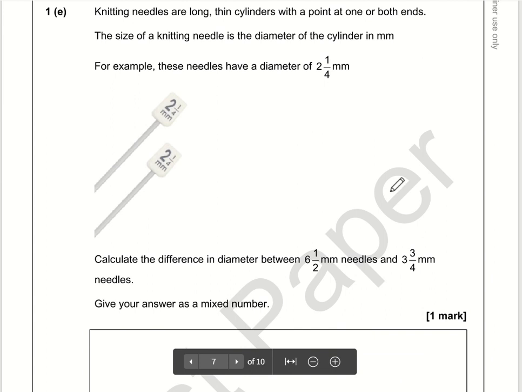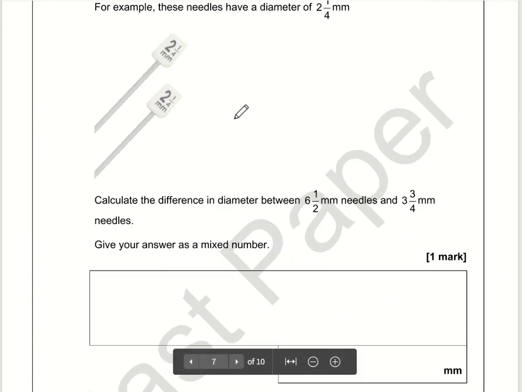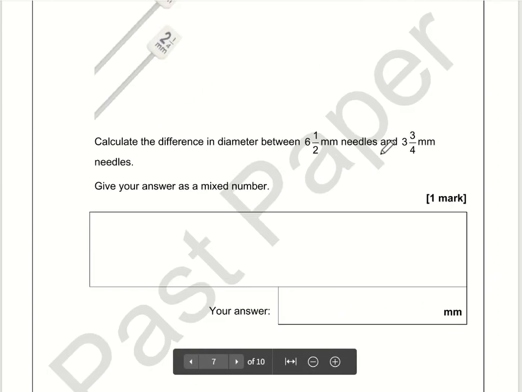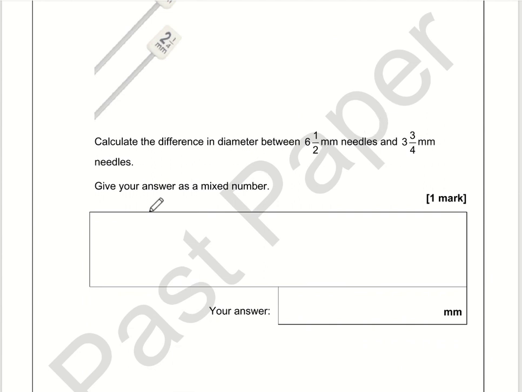Question E. There's a lot of waffle going on here, but here is the actual question. What's the difference between 6.5 and 3 3/4? So 6 1/2, take away 3 3/4. The first thing I'm going to do is turn them into improper fractions. So 6.5, how many halves is that? Well, that's going to be 6 times 2 plus 1. 6 2s are 12 plus 1 is 13, so that's 13 over 2. Take away 3 times 4 plus 3 over 4. 3 times 4 is 12, plus 3 is 15, minus 15 over 4.